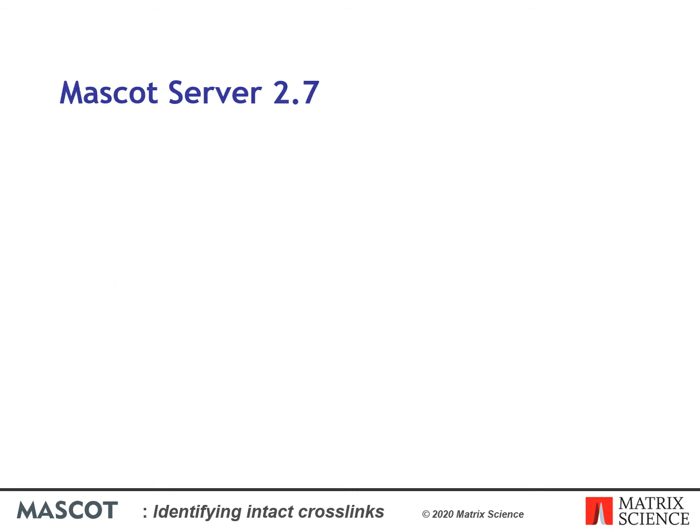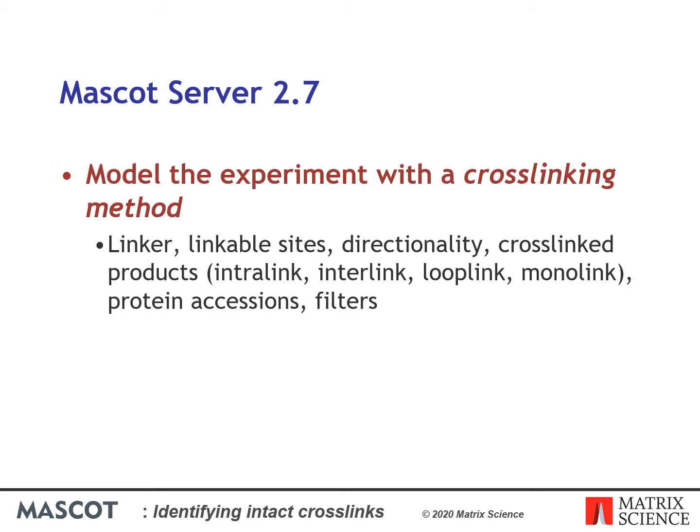Because of the great variety and complexity in cross-linking experiments, we've chosen an approach similar to quantitation. We want to keep the software universal and configurable and not tied to a specific experimental workflow. The crosslinking experiment in Mascot is modeled with a crosslinking method. The method defines which linker is used, which linkable sites are considered, linker directionality, what are the expected cross-linked products, and which protein or proteins are being linked. There are also a few filters available.